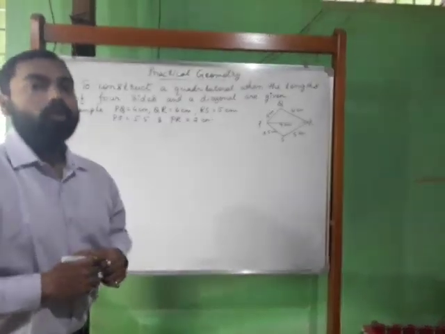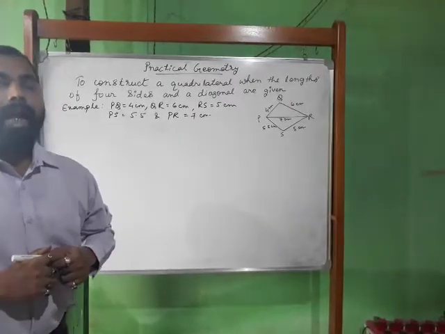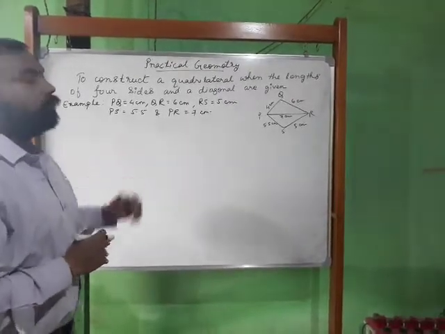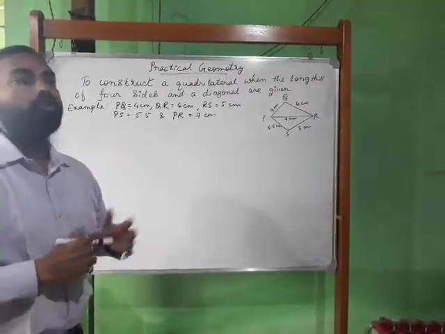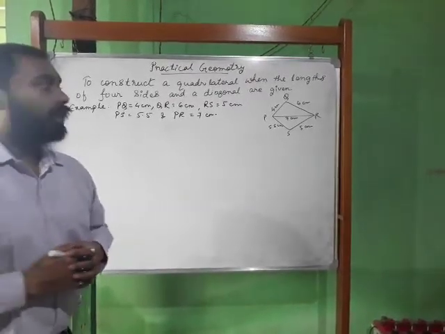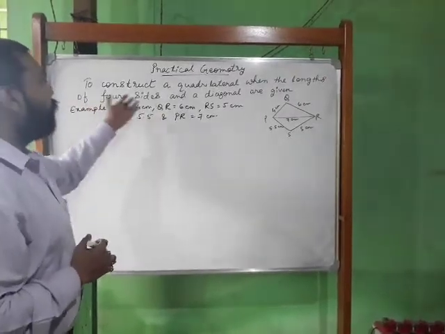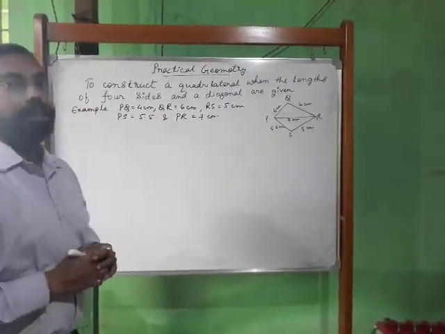Namaste everyone. So today we will start with the new chapter, practical geometry, and in this chapter we will basically learn how to draw a quadrilateral with a given information. So this is our question: to construct a quadrilateral when the lengths of four sides and a diagonal are given.